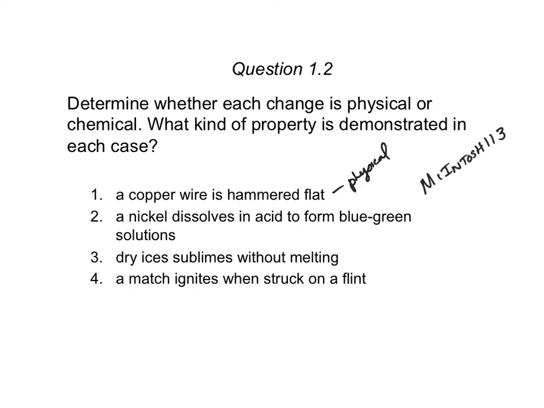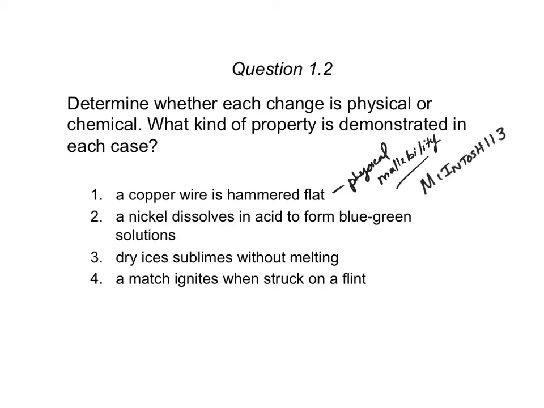This hammering things, what kind of property is this? I didn't really go over this one, but this is called malleability. Malleability is how much you can mold a certain solid. Most metals are fairly malleable. You can bend them, you can hammer them fairly easily.